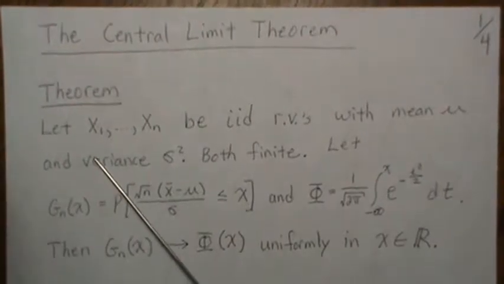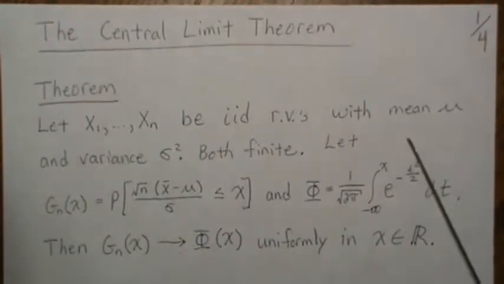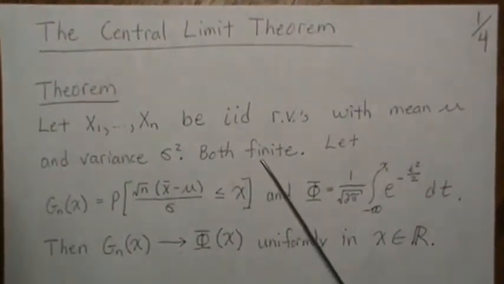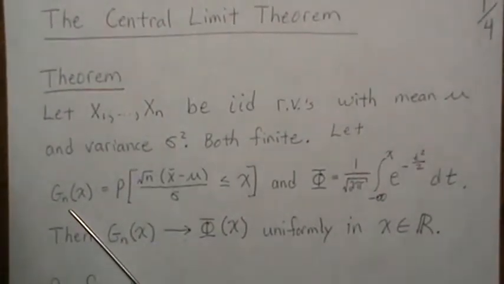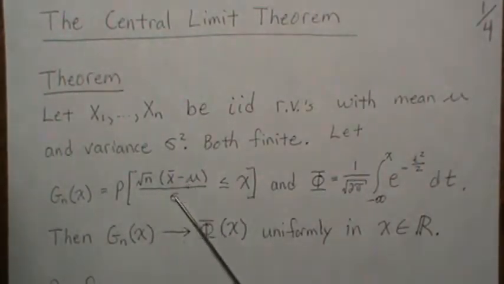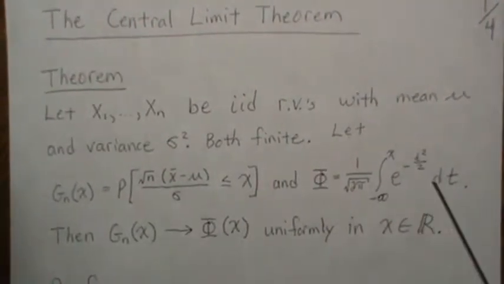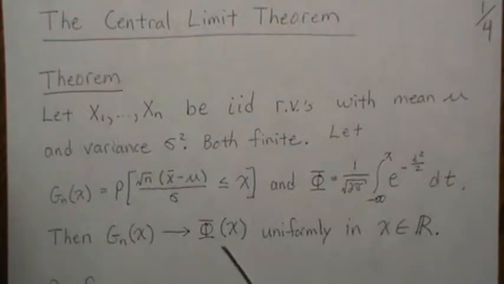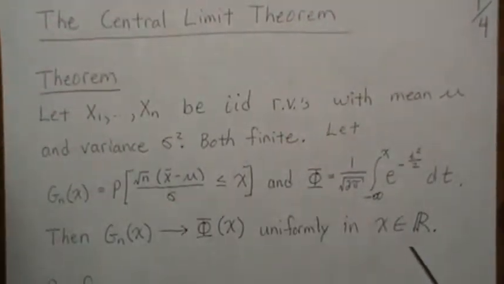The theorem says that if we have random variables X_i that are IID, with mean mu and variance sigma squared, both finite, and we let capital G_n(x) equal this probability, which is like a distribution function, and Phi equal the distribution function for a standard normal distribution, then G_n converges in distribution to Phi(x), and it's uniform for all x in the real number line.